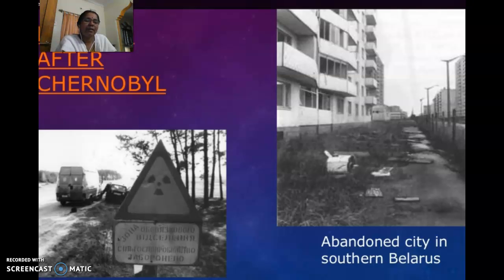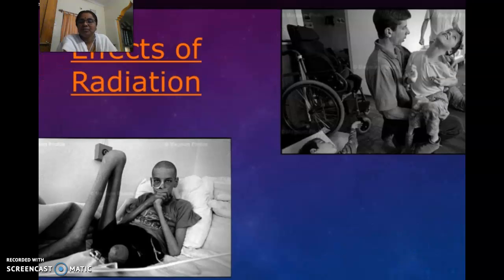See how it became like, there is no human. Nowhere else are we going to find any car, cycle, or something like that, because they have evacuated. See how the bones became.